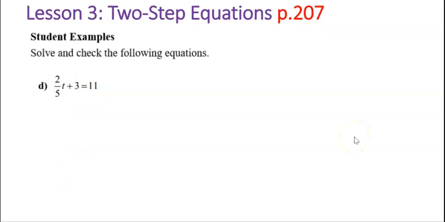The last example in this video is on page 207. This is one of the student examples. Here we have a fraction. 2/5 t plus 3 is equal to 11. We can't touch the term with t in until we get rid of the other term. So we're going to subtract the 3 from both sides first, leaving us with 2/5 t is equal to 11 minus 3, which is 8.